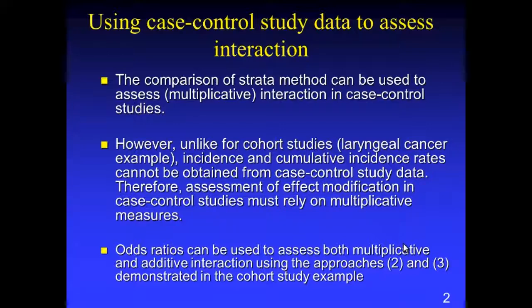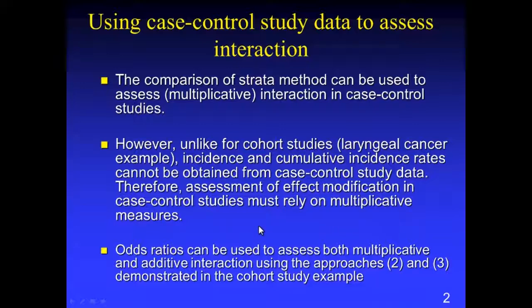Now, the problem with using case control study data to assess additive effect modification is that we can't calculate incidence rates or prevalence rates, for that matter, from case control study data. And the reason for that is because we artificially set the case and control ratios and numbers of cases, numbers of controls. And that means we simply just cannot get incidence or prevalence measures from the case control study. So we may want to get a measure of additive effect modification.